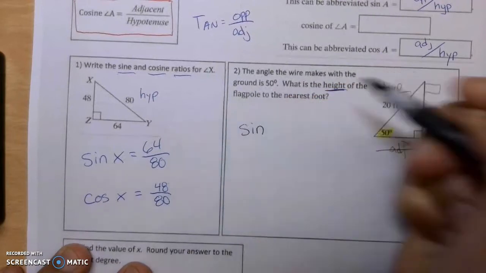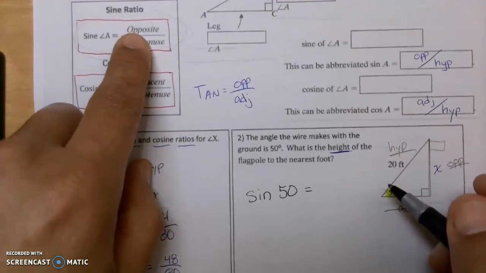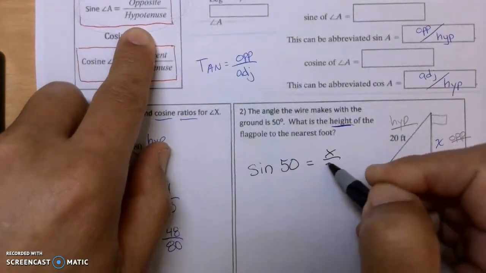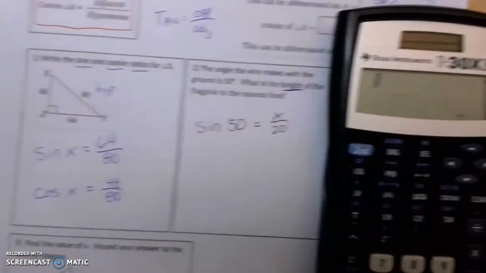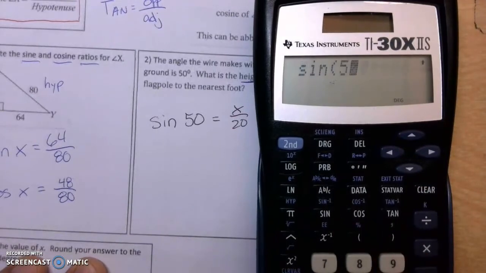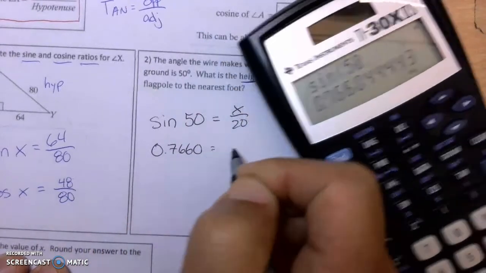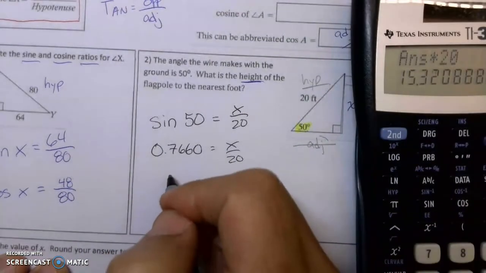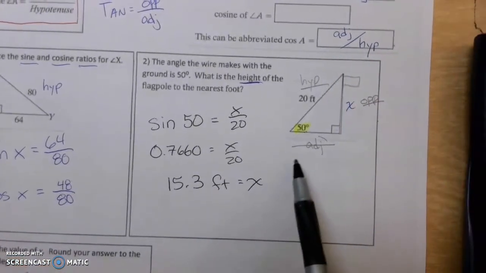So we're going to say sine, then the angle, 50 degrees, is equal to, sine now stands for opposite over hypotenuse. So opposite x over hypotenuse 20 feet. And that is your basic setup. After this, the calculator does all the work. But you've got to get the correct setup here. So we'll go sine of 50, and that is 0.7660 is equal to x divided by 20, and then multiply by 20. And so the flagpole is about 15.3 feet, or 15 feet if you were rounding it to the nearest foot.